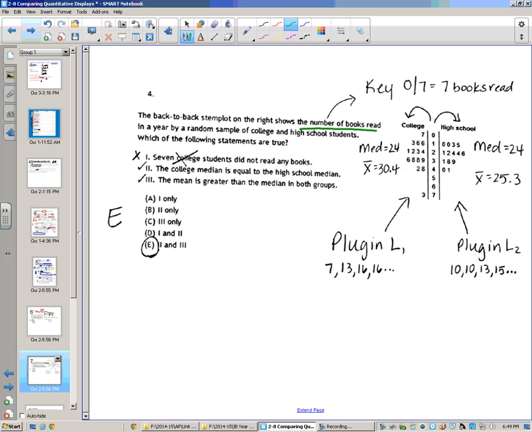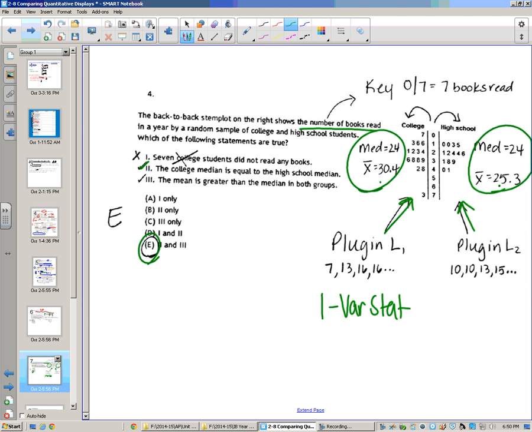Okay. The median is equal to the high school median. The mean is greater than the median in both groups. So what I did was I plugged this into L1, and I did 1-var stats to figure out what the median and mean were. Same thing for this, I plugged it into another list to find the mean and the median, and that's what helped me answer these. The medians are both 24, so 2 is true. And then the mean here is higher. The mean here is also higher by a little bit, so that's how I got 2 and 3 to be true. Couple more AP questions.